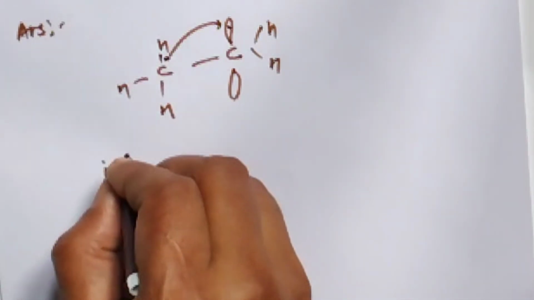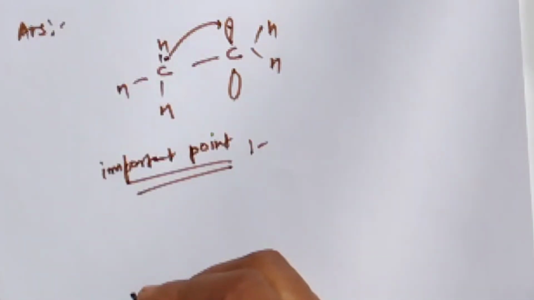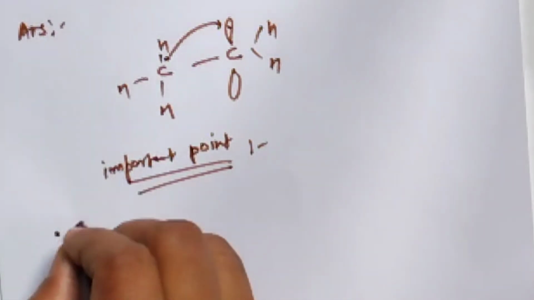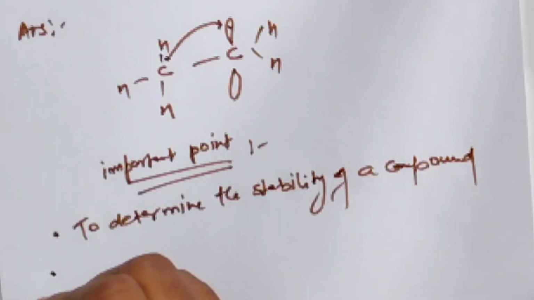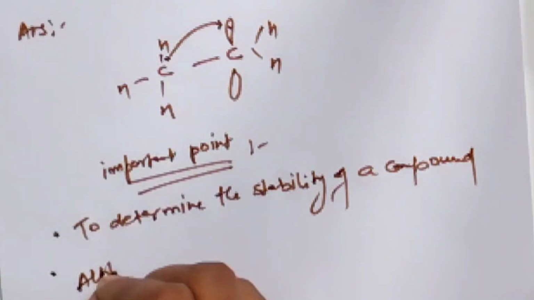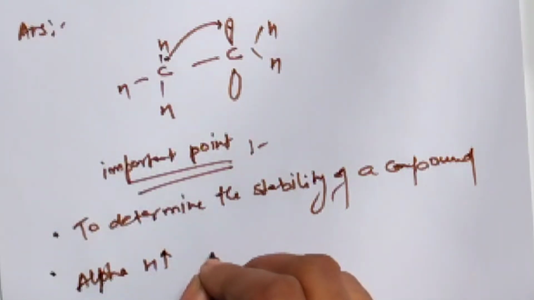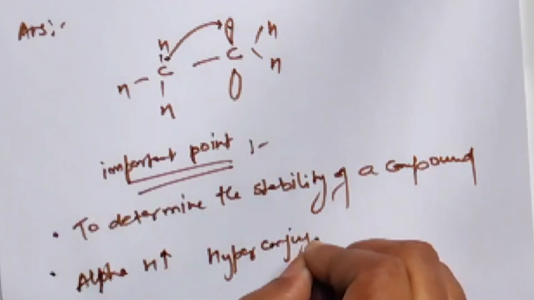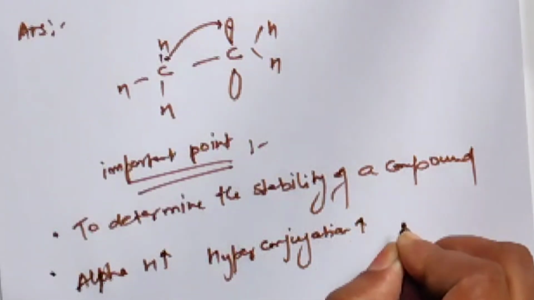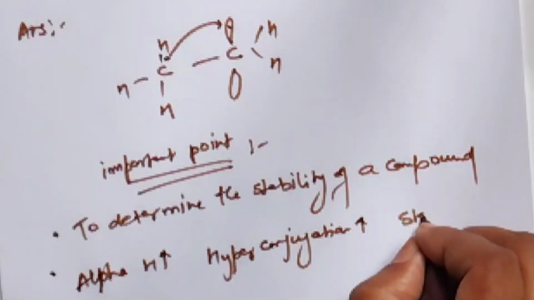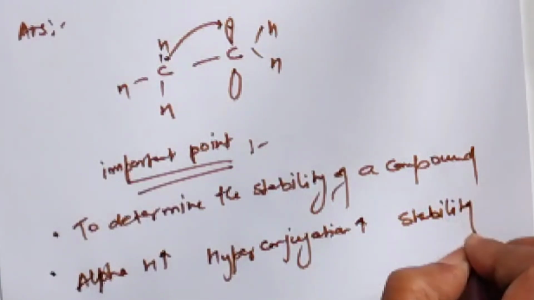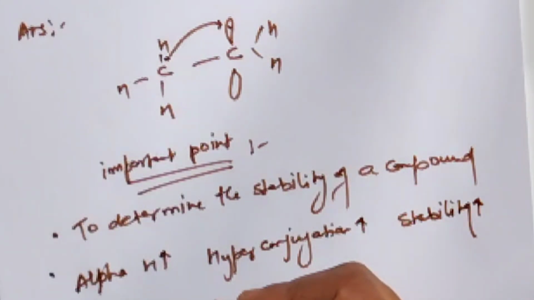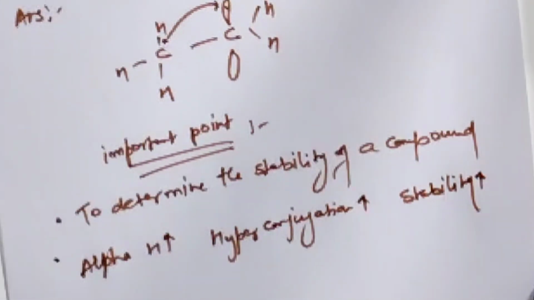Some important points to determine the stability of a compound. As alpha hydrogen increases, hyperconjugation increases, and stability increases. Let's see some examples.